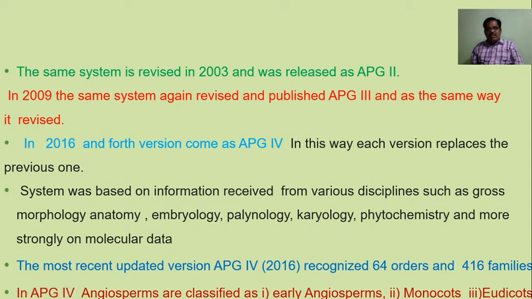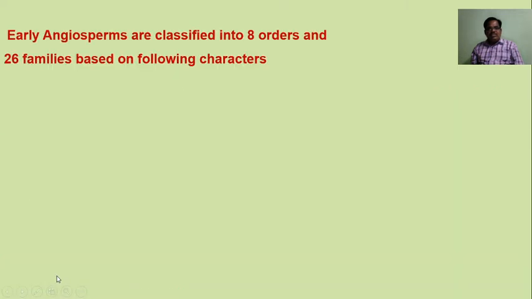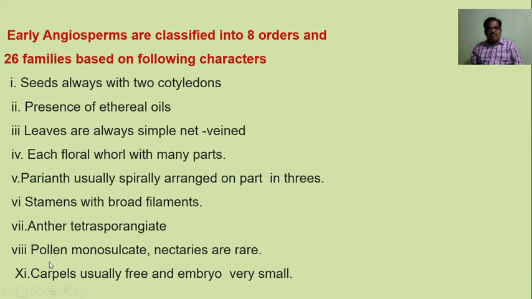Early angiosperm means what? Early angiosperm means the group of plants that are especially dicotyledons, but primitive dicotyledons. Primitive in the sense that in evolution it is a primitive dicotyledon. No doubt it is an early angiosperm, but it is a primitive dicotyledon.